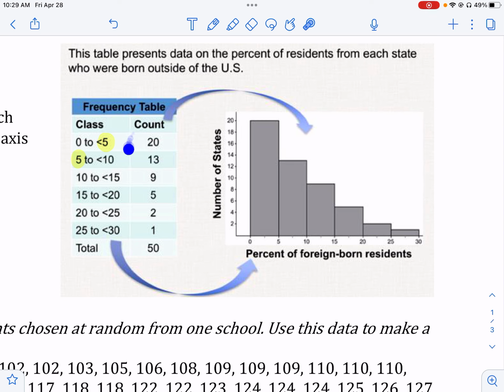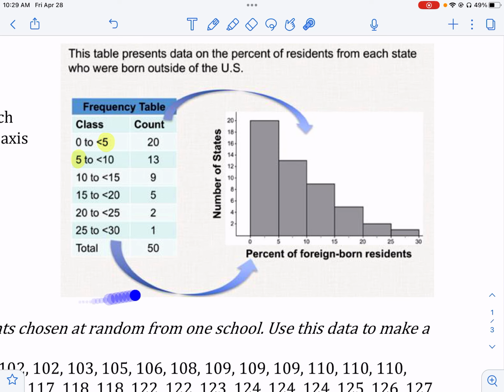20 states had 0 to 5% of people born outside of the US. There was one state that had 25 to 30% of their residents born outside of the US. And so this is how they created this histogram.